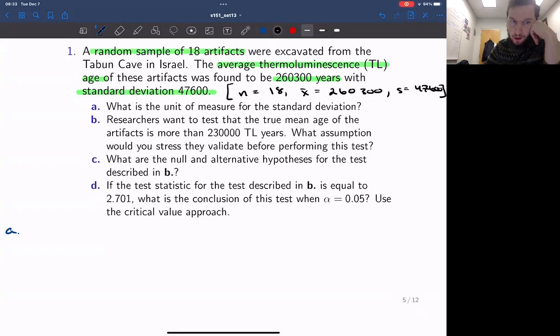How do you know if it's population versus sample? Yeah, because it tells us a random sample of 18 is collected, and then it says the average thermoluminescent age of these artifacts. So the question is telling you that we have the average of the 18 artifacts in the sample and the standard deviation of those 18 artifacts. So that makes it, by definition, the sample values. So that's why it's the sample mean and the sample standard deviation.